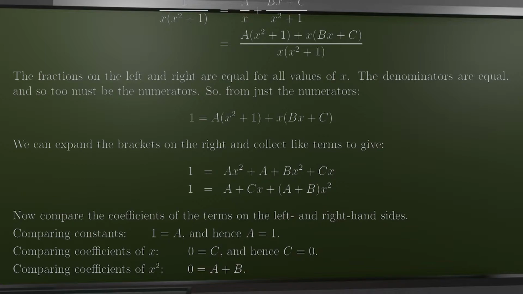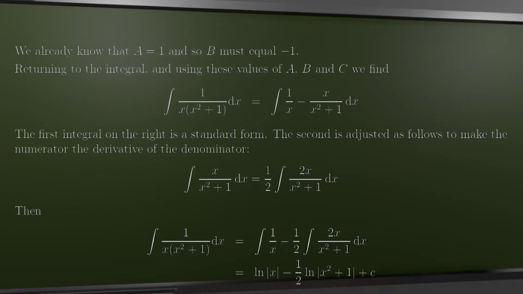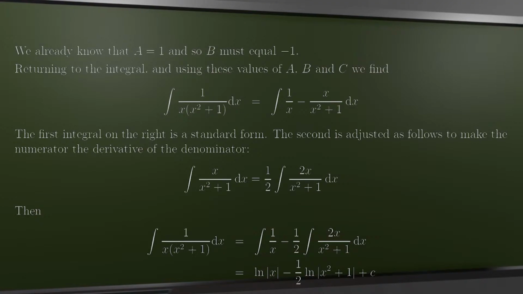Now, at this point, we will have to compare the terms on the left side and on the right side of the equation. First, we will compare the constants, wherein we have a equals 1. Then comparing coefficients of x gives us c equals 0. Then we compare the coefficients of x squared, which gives us a plus b equals 0. We already know that a equals 1, so b must be equal to negative 1.